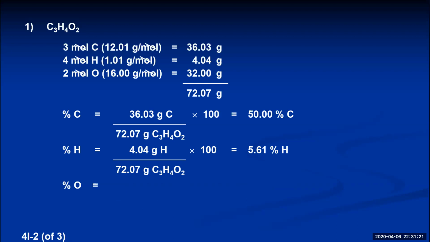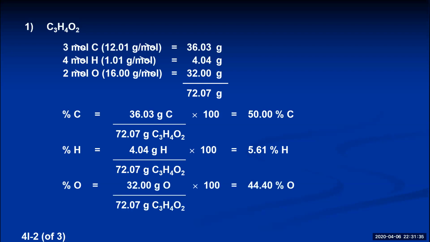But if you don't like that, what you can do is always calculate the final element by going 100 minus the percents of all the others, and then you'll wind up having answers that add up to be exactly 100%. Question number 2.